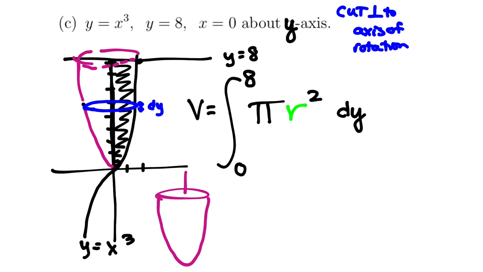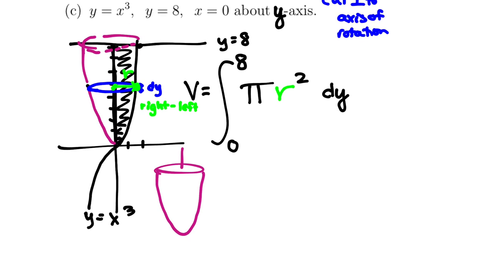So the only thing you have to fill in is your radius r, which is the distance from the axis through my shape. It's going side to side, so that means I have to go right minus left. How long is this distance? It's this minus this. But I need to write it in terms of y, not x, because I have dy. So if you know you're integrating with respect to y, your radius has to be expressed in terms of y. I can't write x cubed. I have to rewrite it as x equals the cube root of y.